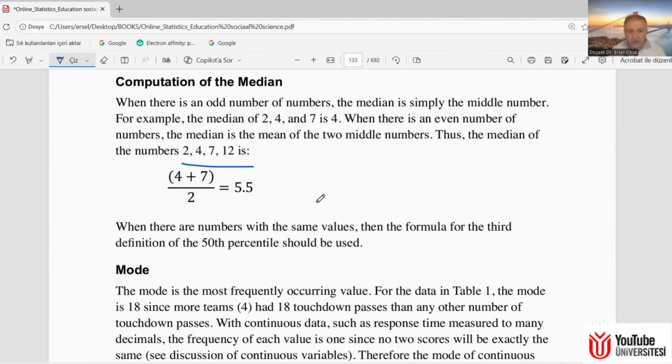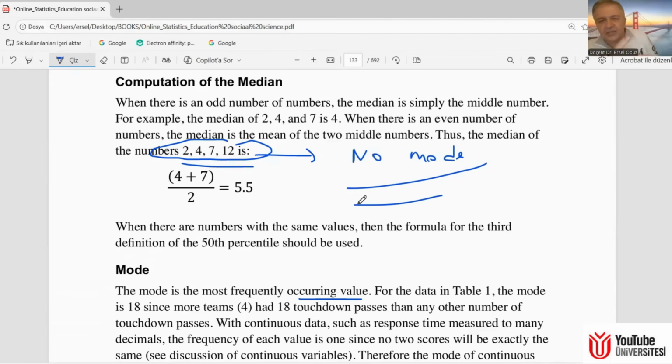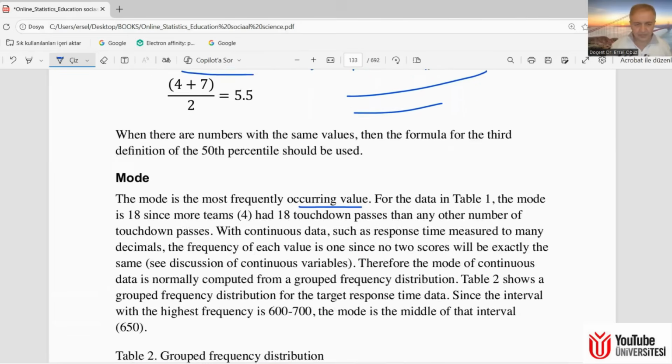How about the mode? Mode is the most frequently occurring value. Here, in that case, do we have a mode? No. No mode. Why? Because no value is repeated, right? You have 2, 4, 7, 12, so every value is just repeated once. If you want to have a mode, you have to repeat the values at least twice. So there is no mode in this case.